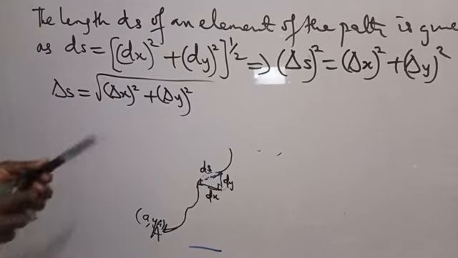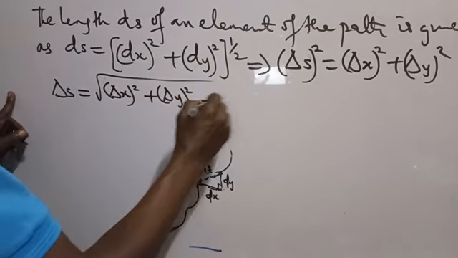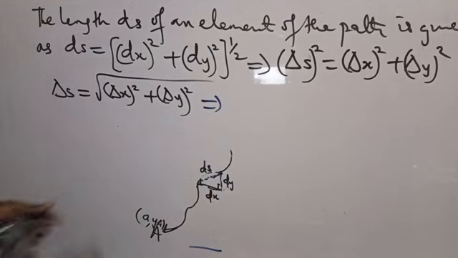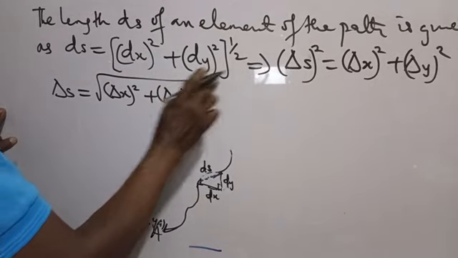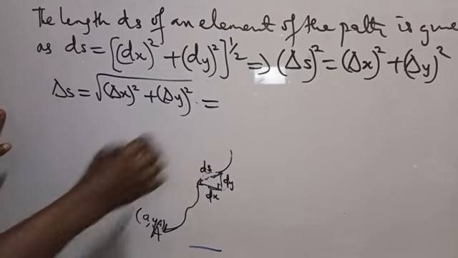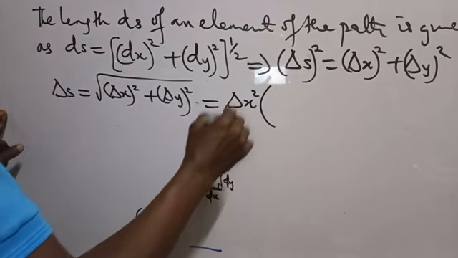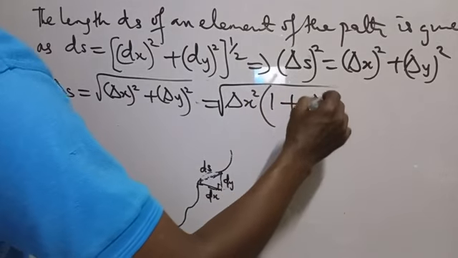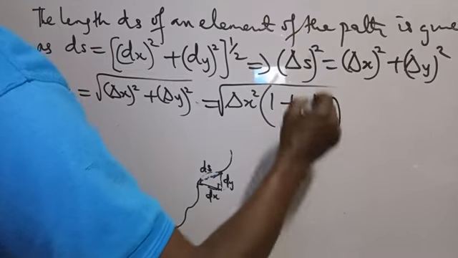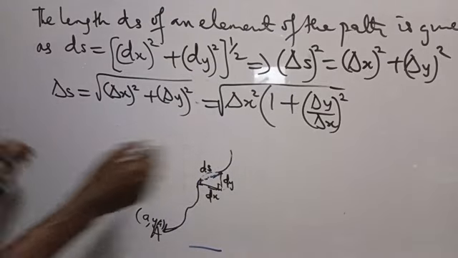So this can be written, let me clean it. This can be written as, you can factor out dx squared into 1 plus dy, change in y over change in x, all squared. Yes, if I factor this out, I'll have that.